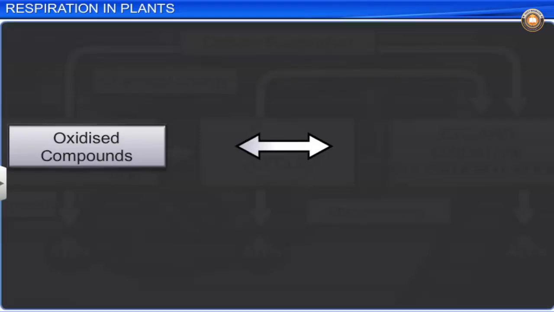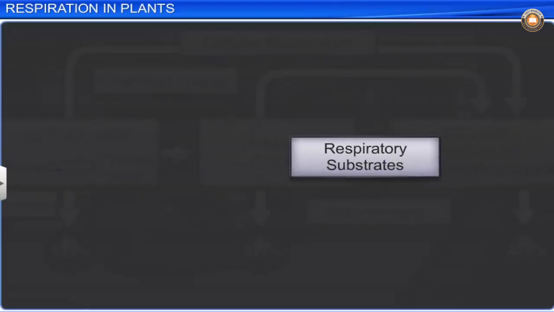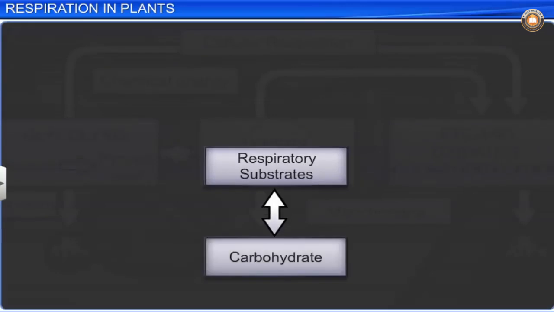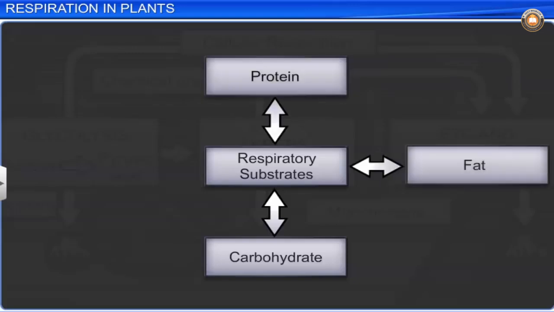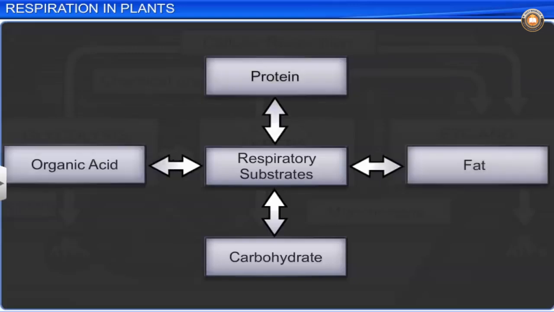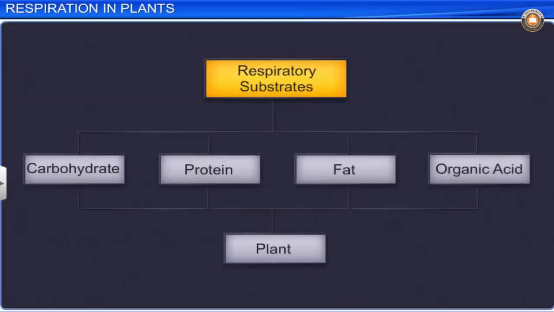The oxidized compounds are called respiratory substrates. Carbohydrates are the usual substrates for cellular respiration, but proteins, fats, and other organic acids are also used by plants in certain conditions.